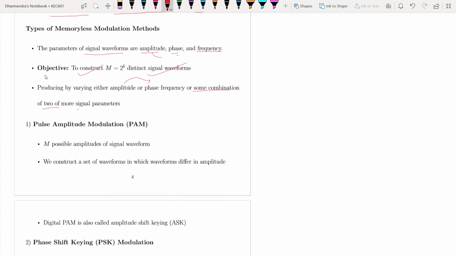Actually, in digital modulation we have to construct a set SM of t, where m varies from 1 to capital M, which is 2 power k. K and M are related, and you understand the meaning of k and M. So our objective in digital modulation is to construct M distinct signal waveforms. How can I construct distinct waveforms? I have to vary one or more parameters of the signal waveform. What are the parameters of a signal waveform? Amplitude, phase and frequency.